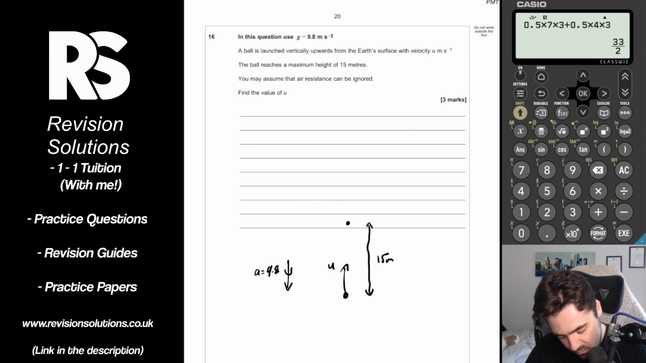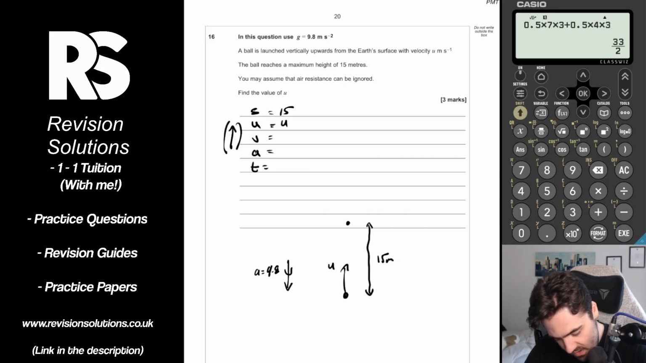Cool. Okay, so what do we know? We've got information from the start point to the maximum height. So we'll use that, and it's going to be a SUVAT as the acceleration's constant. So if I think about using SUVAT where I take up to be positive, then our displacement is 15. U is the u. We don't know v, but we know a is minus 9.8. And we also know if we're at the maximum height, then our final velocity is 0. So we'll use that actually, sorry.